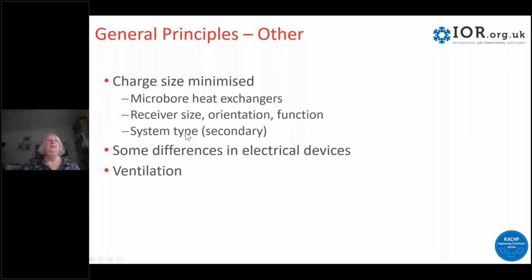And then also we use secondary systems much more with flammable refrigerants rather than primary systems to reduce the charge size. There'll also be some differences in electrical devices, especially on hydrocarbon systems. And again, that's something Chris will talk about. And also we may well be ventilating systems permanently, so things like condenser fans might be running all the time.